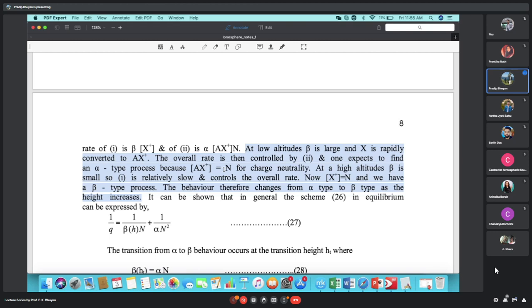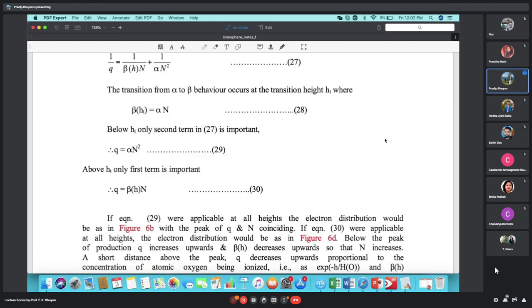So equation 29 is applicable at all heights of the electron distribution. This will be figure 6b. I have not considered those figures. I do not have those figures, but this is what you can see from here.